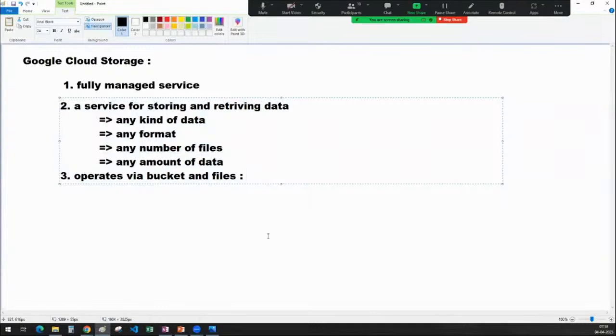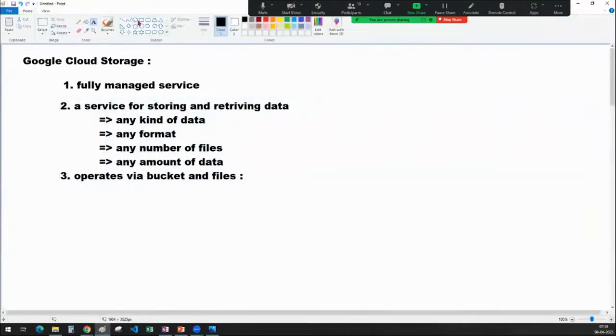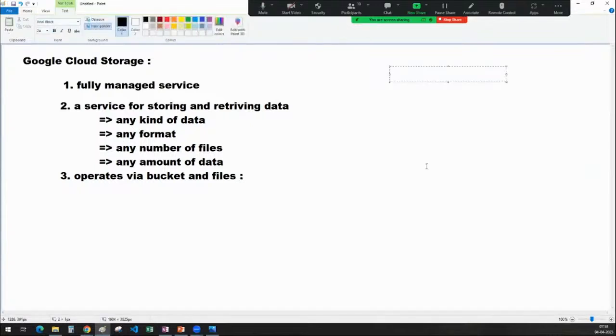Sir, what is a bucket? Sir, a bucket is a container. The terminology is this one, sir. A bucket is nothing but a container. If you do not know what a container is, you can also think of it as your folder. Okay, a bucket is nothing but a container, and the terminology for a file of any format is an object. Okay, so this is the terminology, sir.